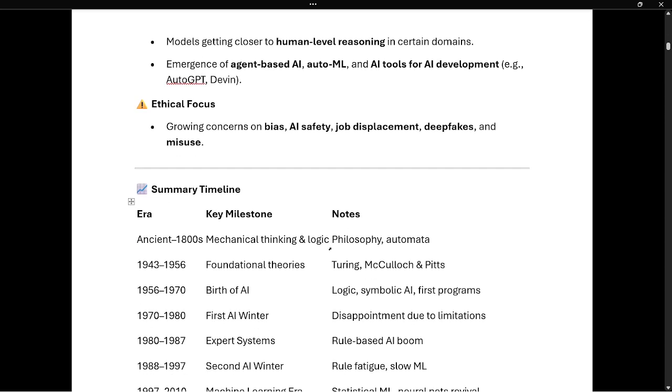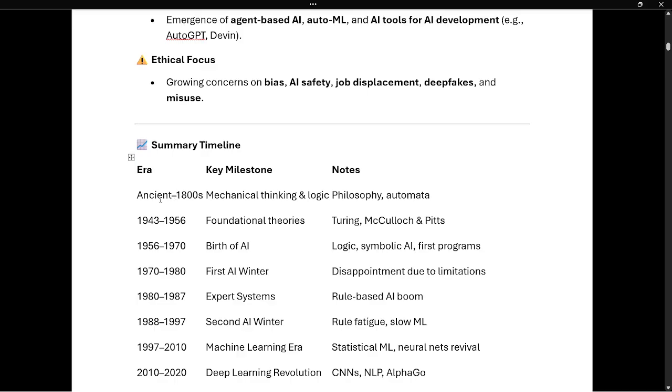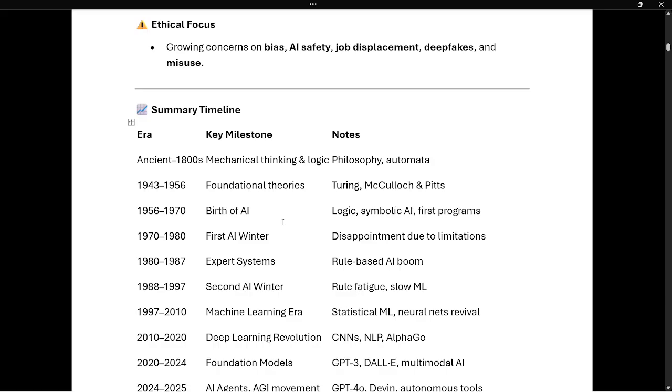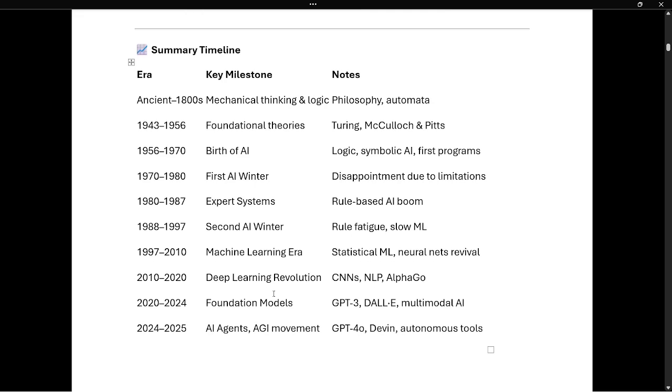So what we understand till now, as a summary: in ancient times to the 1800s, the key milestone was mechanical and thinking logic, when foundational theories came. Then 1956 to 1970, the birth of AI came. The first AI winter started, with disappointment due to limitations. What were the limitations? Hardware limitations; they did not achieve the expectations. Then expert systems came again. The second AI winter came, due to rule fatigue and slow ML.